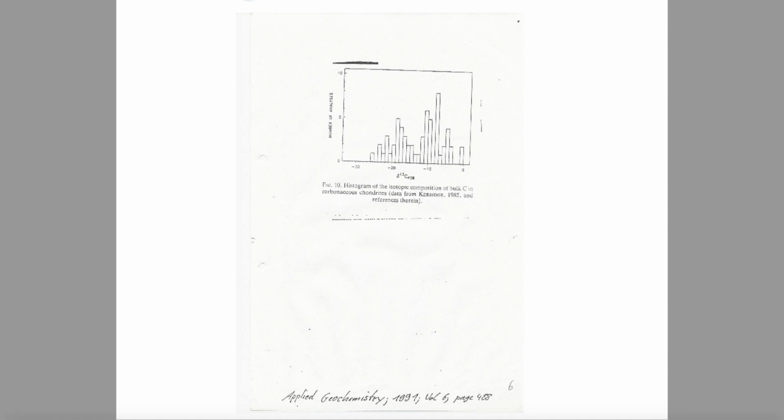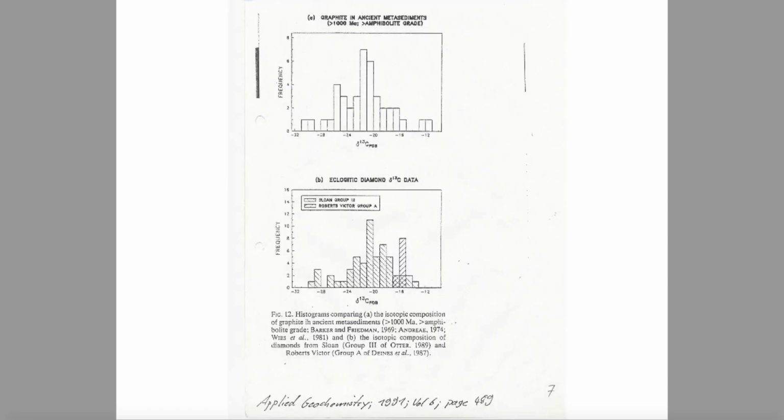Here we have, for example, for comparison, a histogram of the isotopic composition of the bulk carbon in carbonaceous chondrites, in meteorites. But more important for us, we have here graphite in ancient metasediments at amphibolite grade. Then you can see you also have this huge variety in carbon in metasediments. In these metasediments you also have your metamorphosed shales inside.